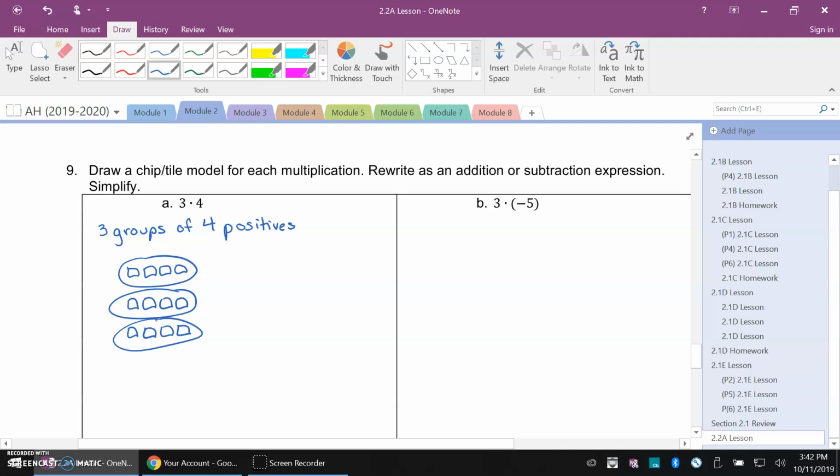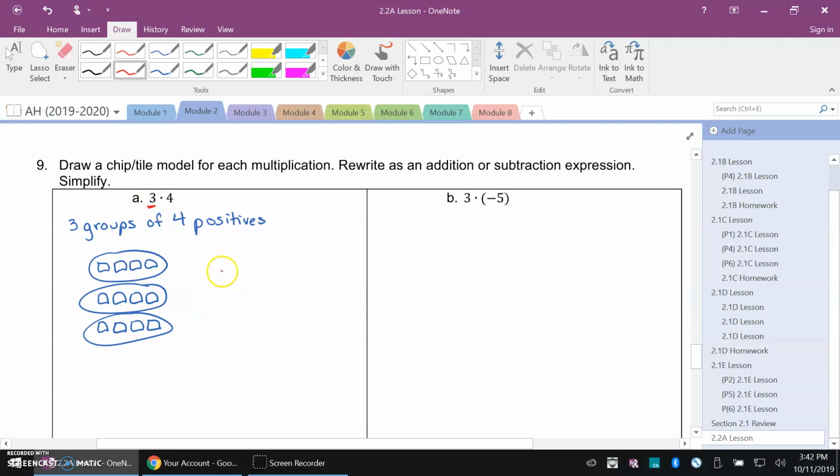Now we need to know if it's an addition or a subtraction expression. Because the lead term is positive, that means we're going to have an addition expression. So for the expression, we will have 4 plus 4 plus 4. Don't forget the answer part. The answer on this would be 12.